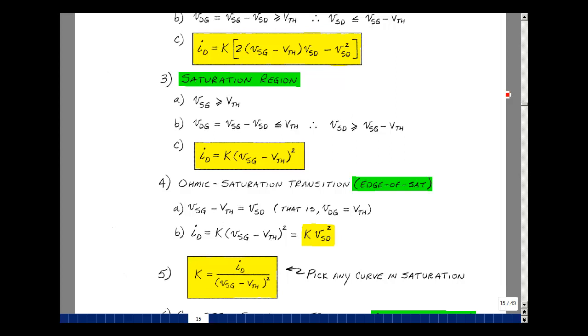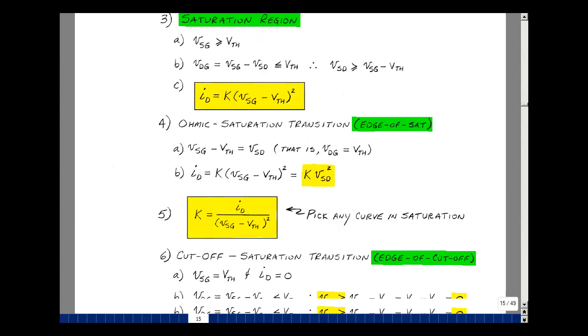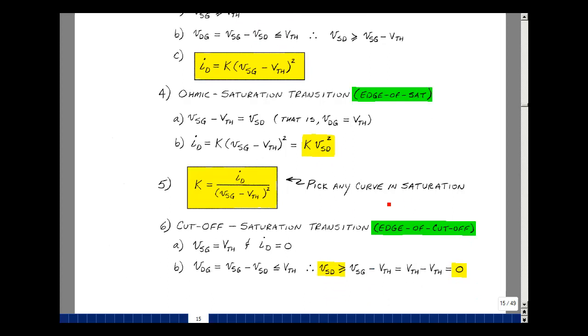I didn't show the models for the cutoff, ohmic, and saturation regions for the P-channel MOSFET because they're the same as those on page 7 for the P-channel JFET. And the checks are the same if you replace the pinch-off voltage by the threshold voltage. Edge of saturation is the same with the same parabolic equation. Would use the same technique for solving for K. Just pick one value in current saturation and use that to solve for K.